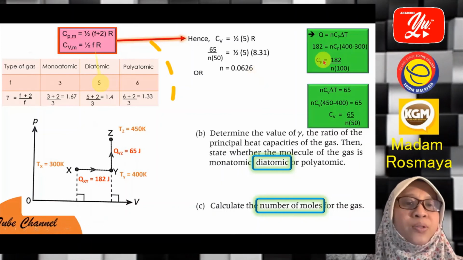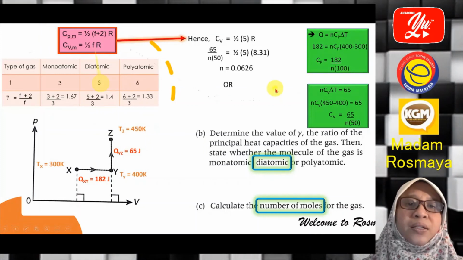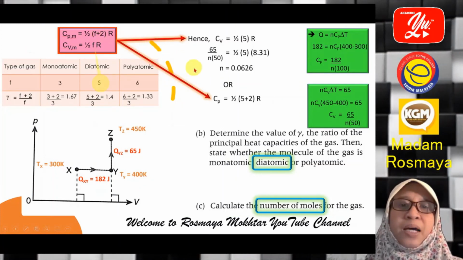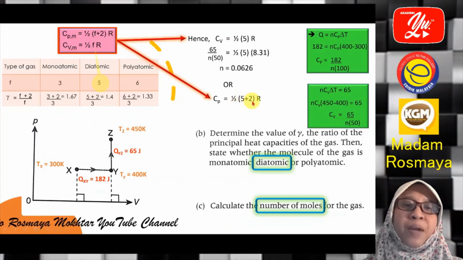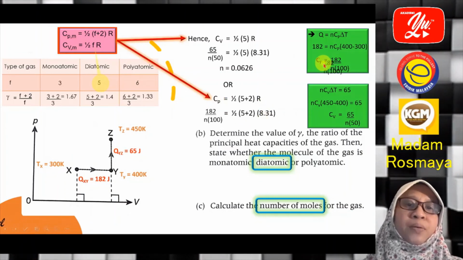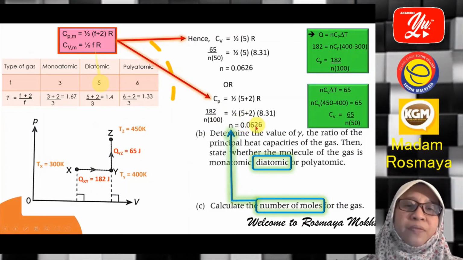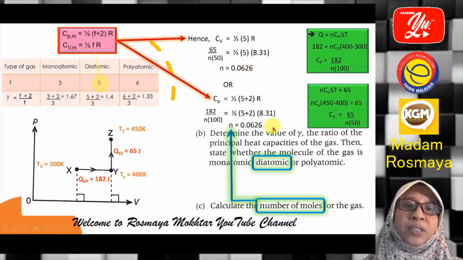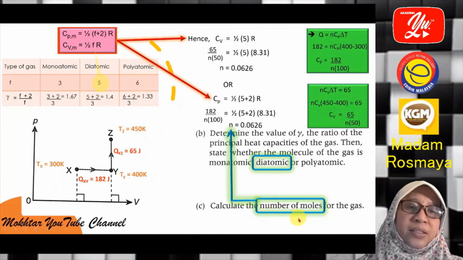We can also use CP equals 182 per n times 100. This time we substitute half bracket (F plus 2) times R. F is 5, so half of (5 plus 2) times R, and R is 8.31. So we substitute this CP into here, and we still get the same value, which is n equals 0.0626 moles. So this is the answer.